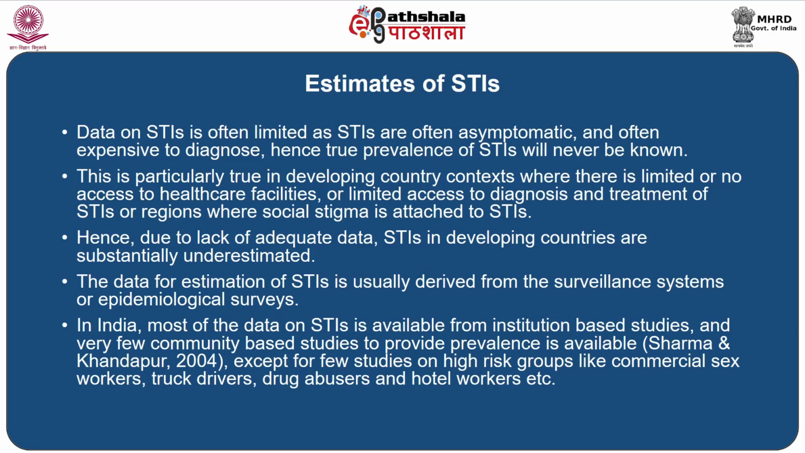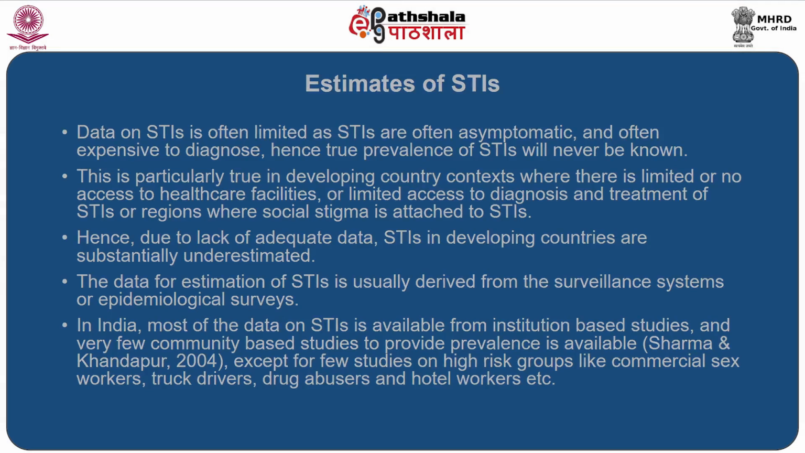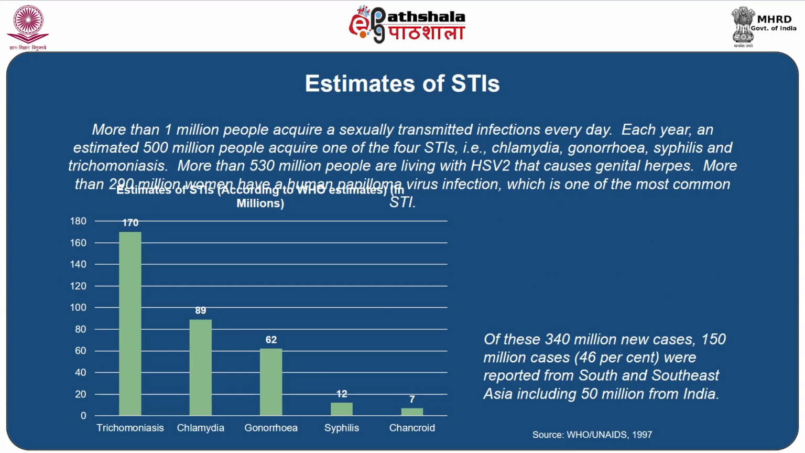The data on estimation of STIs is usually derived from surveillance systems or epidemiological surveys. In India, most of the data on STIs is available from institution-based studies, and very few community-based studies to provide prevalence are available, except for a few studies on high-risk groups like commercial sex workers, truck drivers, drug abusers, and hotel workers, etc. More than 1 million people acquire a sexually transmitted infection every day.